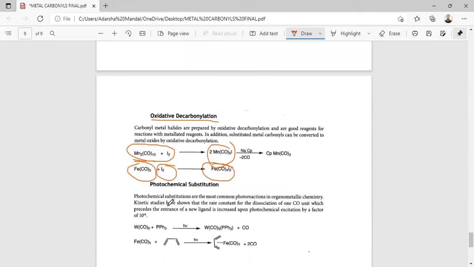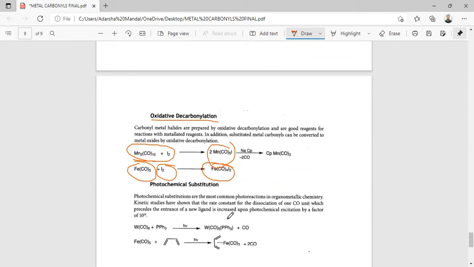And the last one is the photochemical substitution reaction. Photochemical substitutions are the most common photoreactions in organometallic chemistry. Kinetic studies show that the rate constant of the dissociation of one CO unit, which precedes the entrance of the new ligand, is increased upon photochemical excitation by a factor of 10 to the power 16.